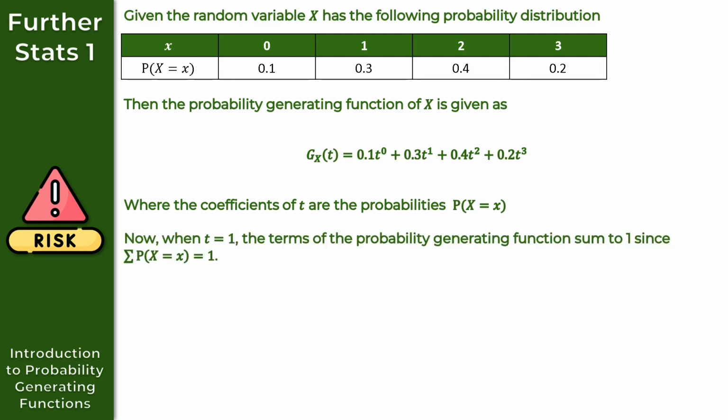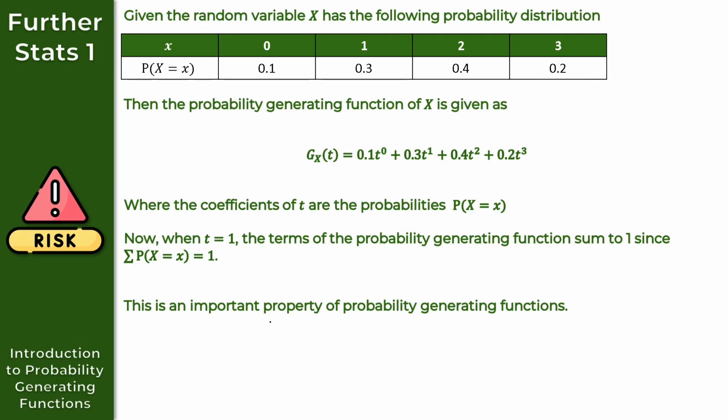Now, when t equals 1, the terms of the probability generating function sum to 1, since the summation of the probabilities is equal to 1. And this fact shouldn't be new to you. We established this in chapter 1 on discrete random variables. Okay, so this is a really important property for probability generating functions, as you can see here.